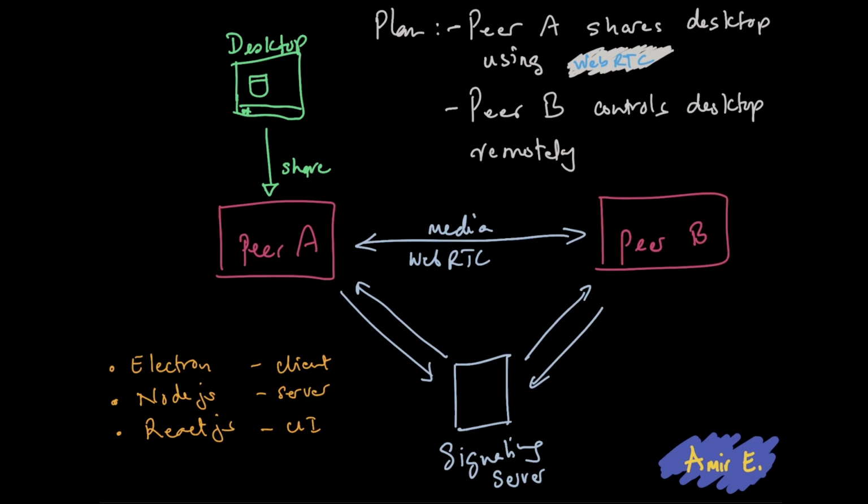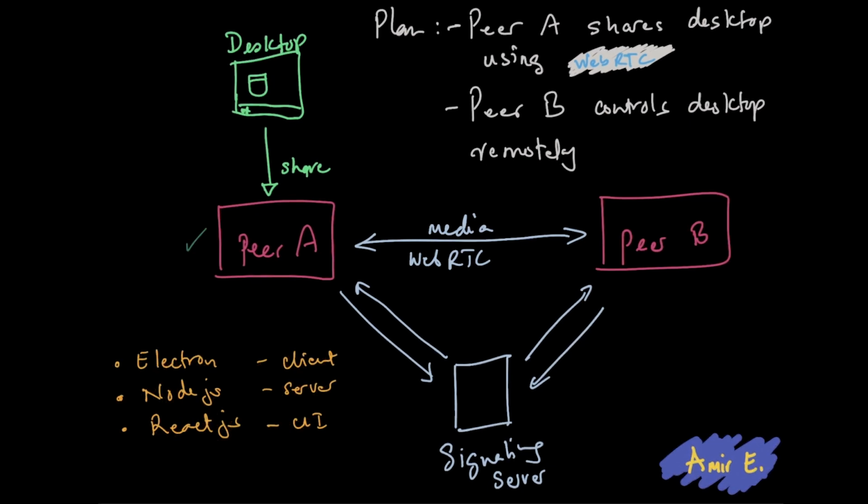We are going to use Electron as our client. We'll build the UI using React, and we are going to build the signaling server using Node.js. Basically, peer A will share desktop via WebRTC with peer B, and peer B will control the desktop of peer A remotely. This is going to be fun to build, so let's go ahead and start coding.